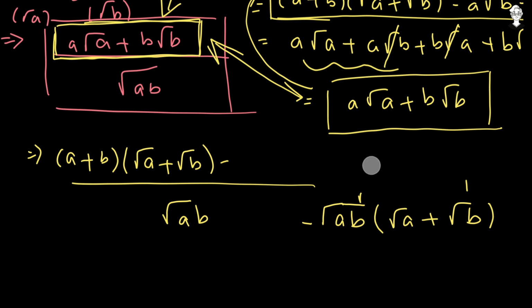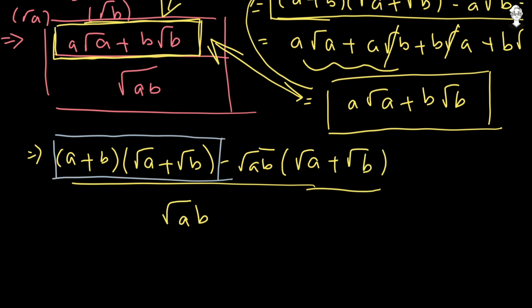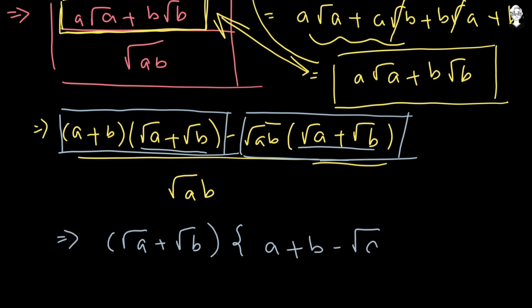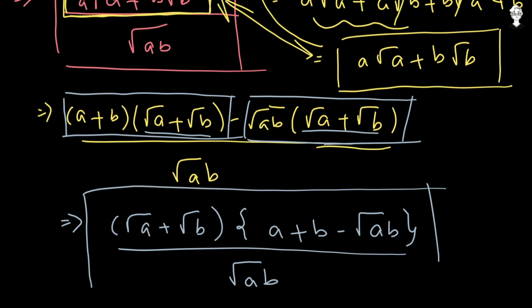So let us replace these two terms with this bracket, that is negative square root of ab multiplied with square root of a plus square root of b. Now this complete term is also getting multiplied with square root of a plus square root of b, and this term is also getting multiplied with square root of a plus square root of b. So I can take square root of a plus square root of b as a common bracket, and inside I will have a plus b minus square root of ab, and this is getting divided by square root of ab. Okay, we reach this particular step.